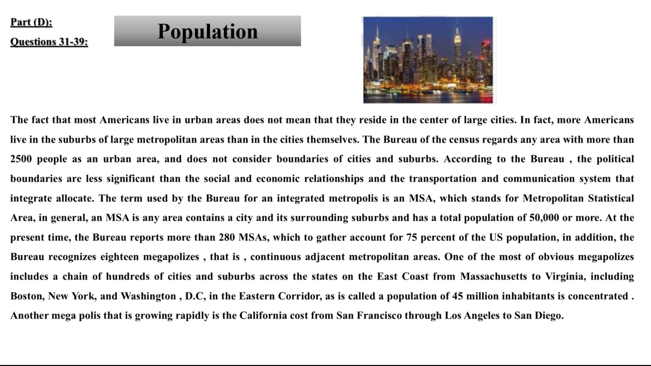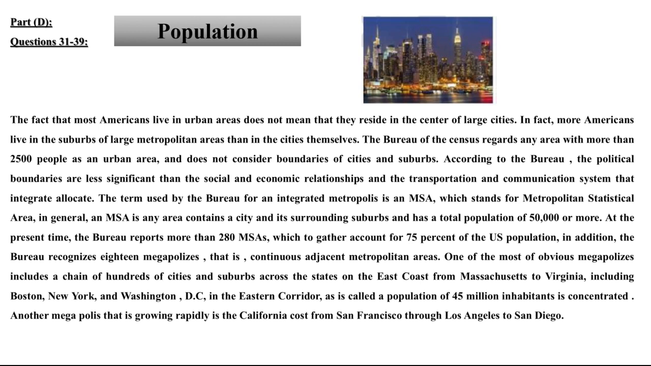According to the Bureau, the political boundaries are less significant than the social and economic relationships and the transportation and communication system that allocate. The term used by the Bureau for an integrated metropolis is an MSA, which stands for Metropolitan Statistical Area. In general, an MSA is any area that contains a city and its surrounding suburbs and has a total population of 50,000 or more.